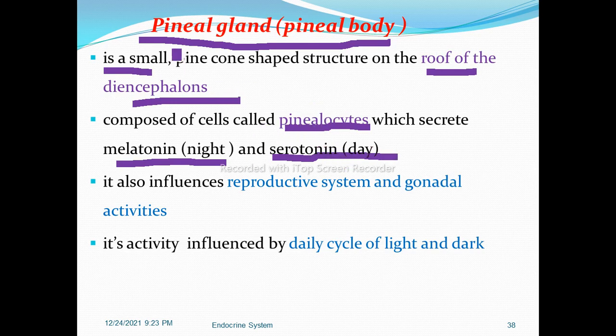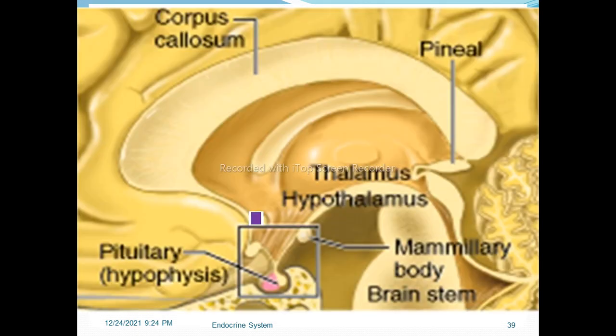The second function of the pineal gland is that the reproductive system and gonadal activities are regulated by the pineal gland. Our reproductive system and gonadal activities, like their growth and secretion, are controlled by the pineal gland. So the activity of the pineal gland is influenced by the daily cycle of light and dark, as I told you before. So these two main functions are grouped under the pineal gland.